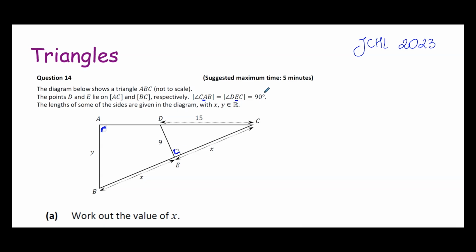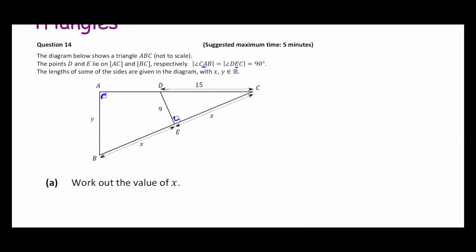They are 90 degrees. The lengths of some of these sides are given in the diagram with x and y belonging to R, meaning that they could be any number. And we can see that this length from D to C is 15, from D to E is 9, from A to B is y, from B to E is x. Oh, look at that. This length and this length are the same, so both of them are x. Okay. First thing we have to do, we have to work out the value of x.